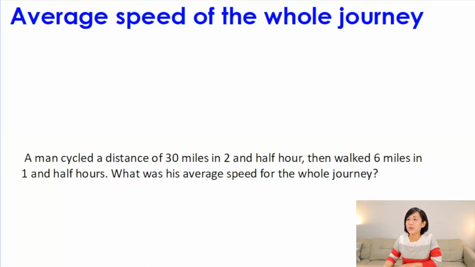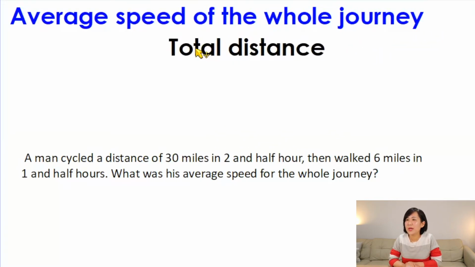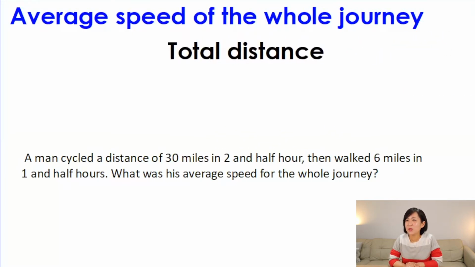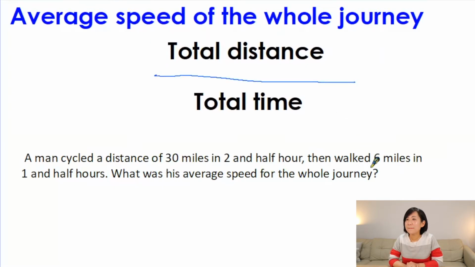Let's have a look. So, for the average speed of the whole journey, make sure it's a whole journey, then you must think about the total distance and the total time. Then, same as finding the speed, you divide the total distance by the total time. So let's practice this with an example. Just make sure it's not a mean of different speeds, okay?